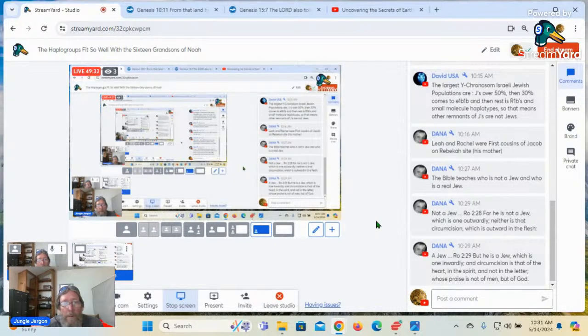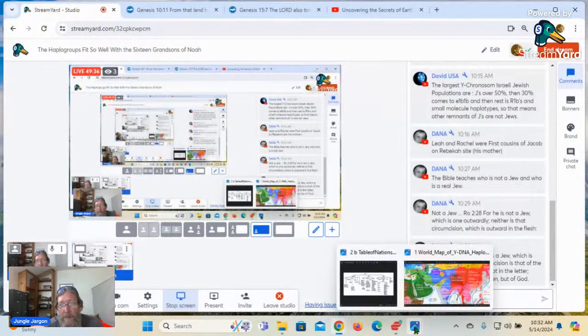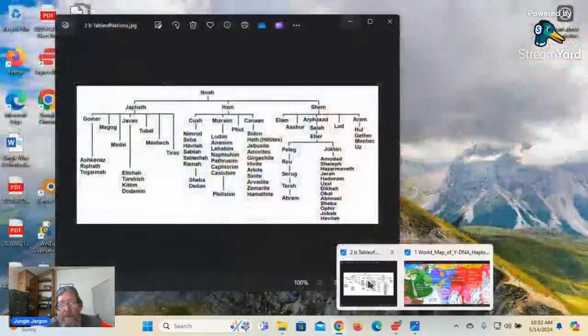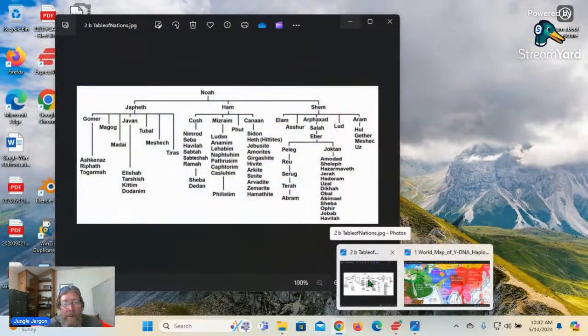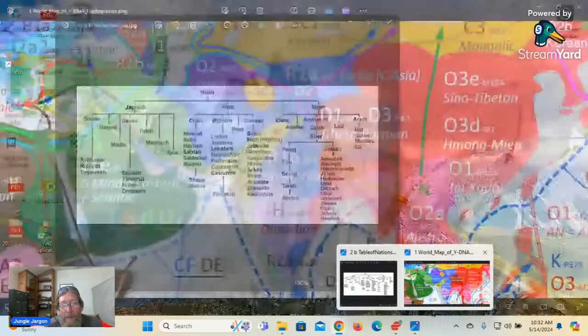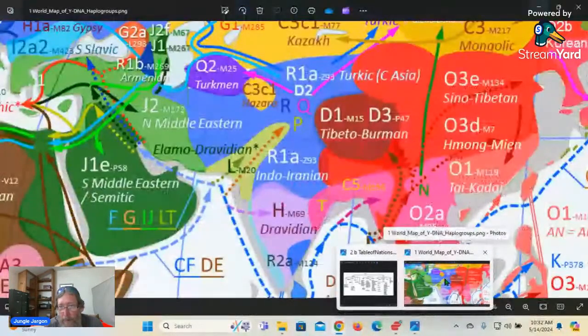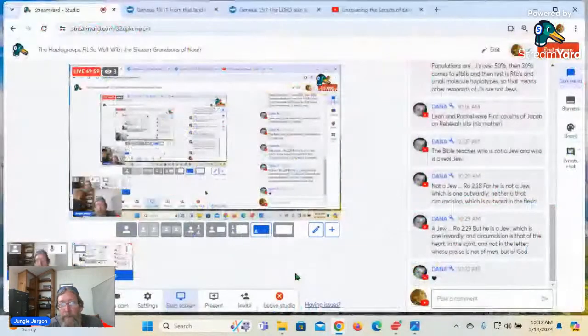It's just amazing to me how well everything fits for the 16 grandsons of Noah. They have the 16 grandsons of Noah being all the haplogroup designations of the world.